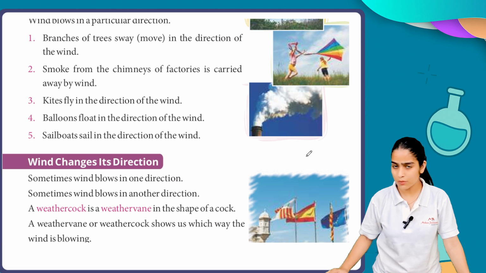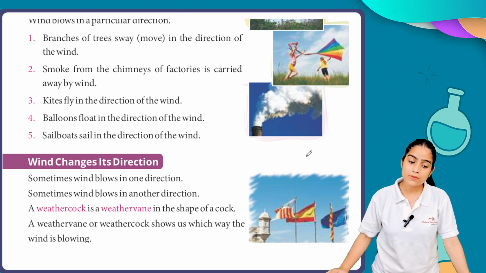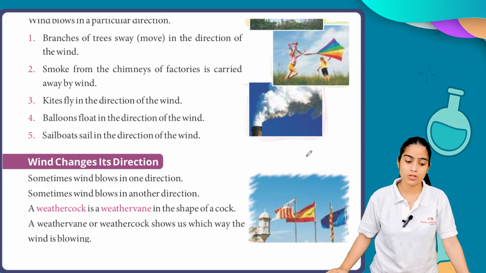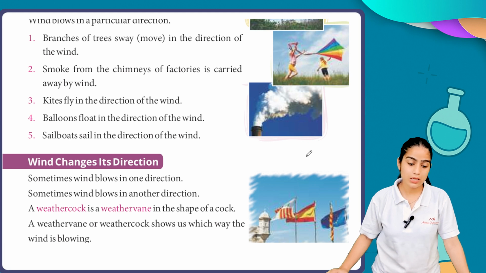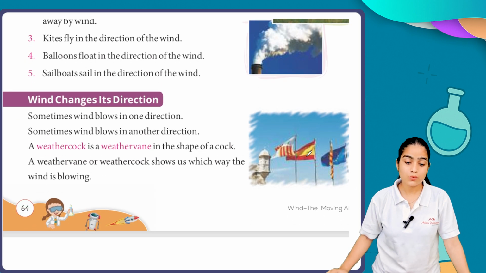Now, wind changes its direction. Is it true that wind changes direction? Yes, wind changes direction. Sometimes wind blows in one direction and sometimes in another direction. A weathercock is a weather vane in the shape of a rooster. A weather vane or weathercock shows us which way the wind is blowing.